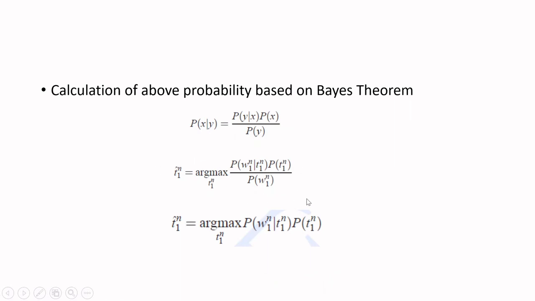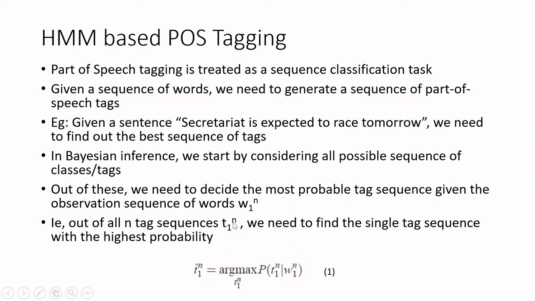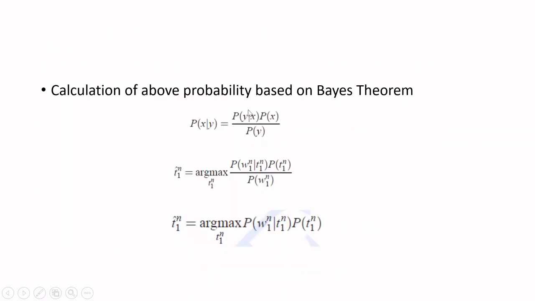Bayes theorem വെച്ച് നമ്മൾ എഴുതുമ്പോൾ, you can write it as probability of T1 given W1 can be written as, according to this equation, you write W1 raised to n given T1 raised to n into probability of T1 raised to n divided by probability of W1 raised to n. So Bayes theorem apply ചെയ്യുമ്പോൾ നമ്മളെ equation 1 becomes like this. Okay. Now, what did we say earlier?